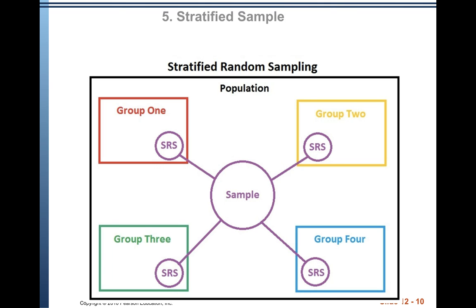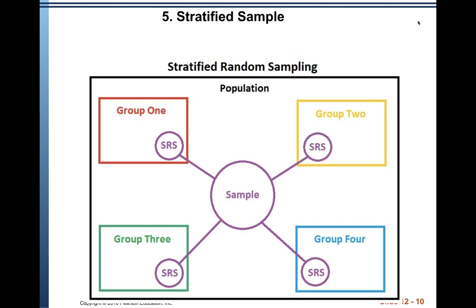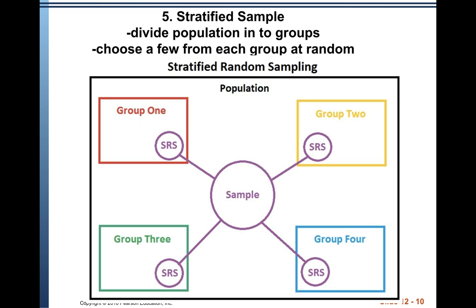The next one is what we call a stratified sample or a stratified random sample. I shorten it to stratified. And stratified can be kind of confusing. In a stratified sample, you have a population, and this gives a visual representation of how a stratified sample works. You have an entire population, and you divide that population into groups. And then you pick and choose a few at random from each group.